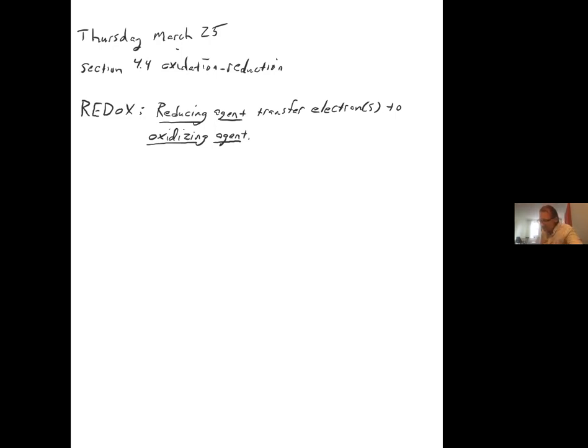Essentially what happens is one atom or molecule or ion, depending on what it is, will transfer electrons to another atom, ion, or molecule. I'm going to write the electron as a lowercase e, and then we'll put the negative there to indicate that it's negatively charged.